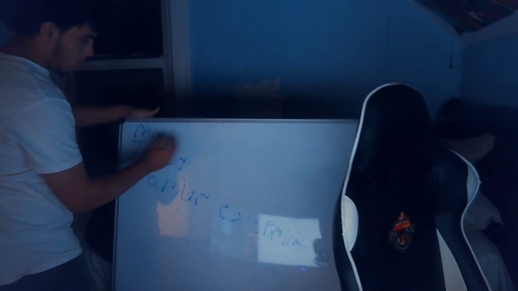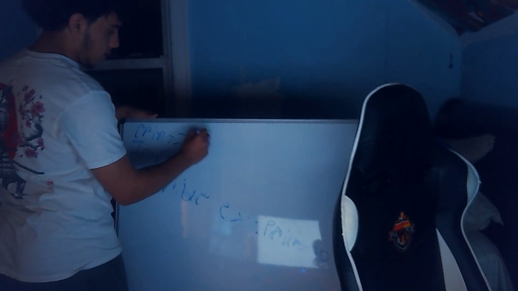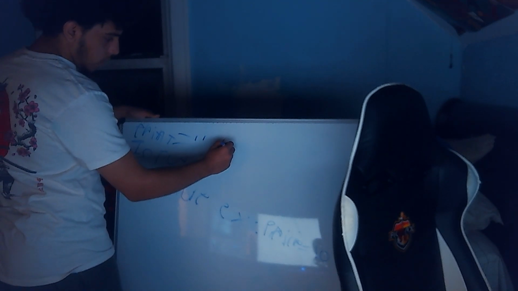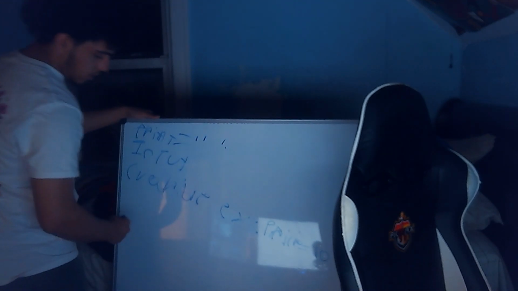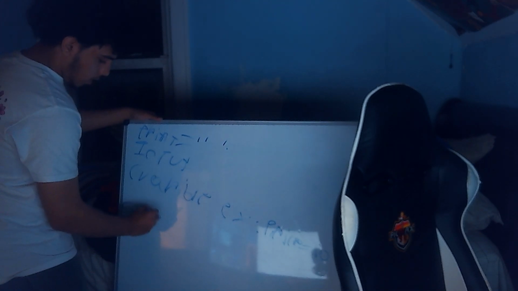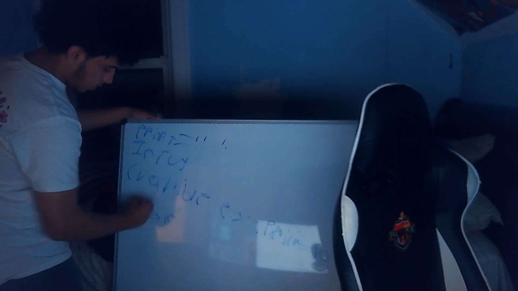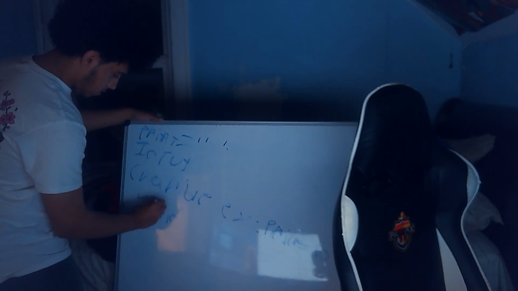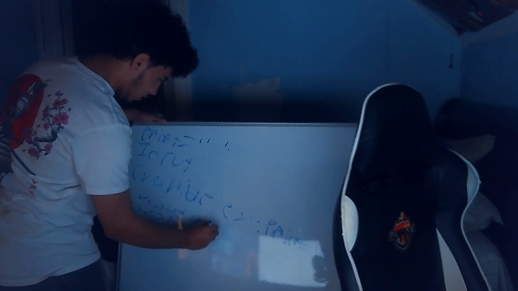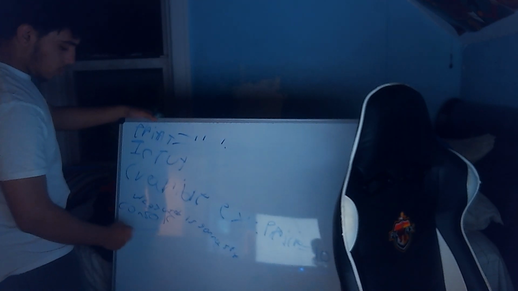First, let's talk about print. Print is just print, and then you put quotes, and then you write the text you want to print in the console. The console is the thing down here, or just what the user is going to see.